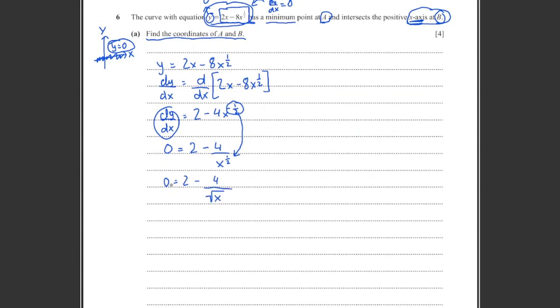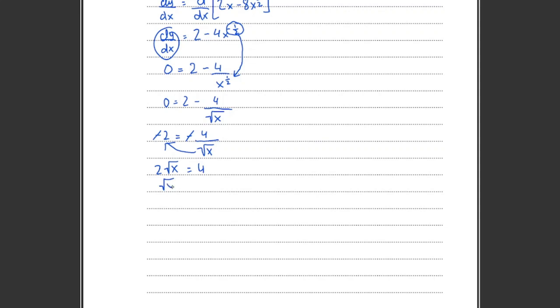And now what I can do is send that 2 over to the other side, so that's negative 2, negative 4. Okay, cancel out those negatives. Send that square root x over there. And so I have this, and now I'm going to divide by 2. So 2 1s are 2, 2 2s are 4, and I'm going to get square root x equals 2. So I'm going to square both sides, and this square is going to remove that square root. So I basically just get 4 as my answer. So the x coordinate of A is 4.